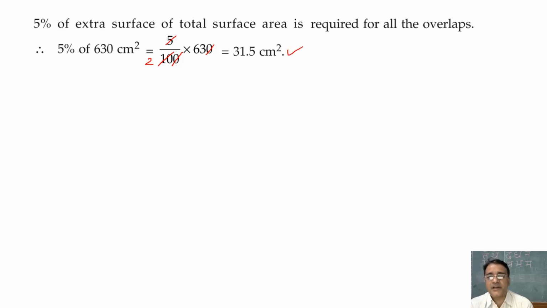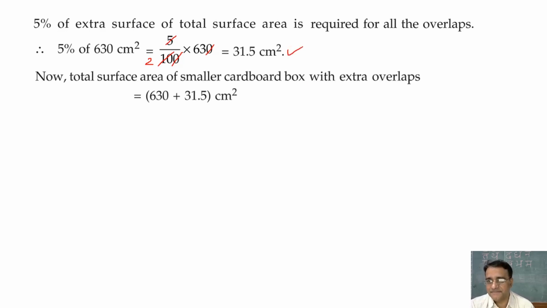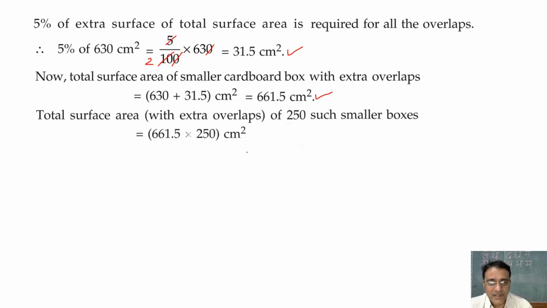Now this has to be added with 630. Okay, so we'll get 661.5 centimeter square for one smaller card box. How many smaller card boxes do we have to make? 250. So we'll multiply with 250. Here I do not have to multiply, although I have done it here, but not this part. Okay.